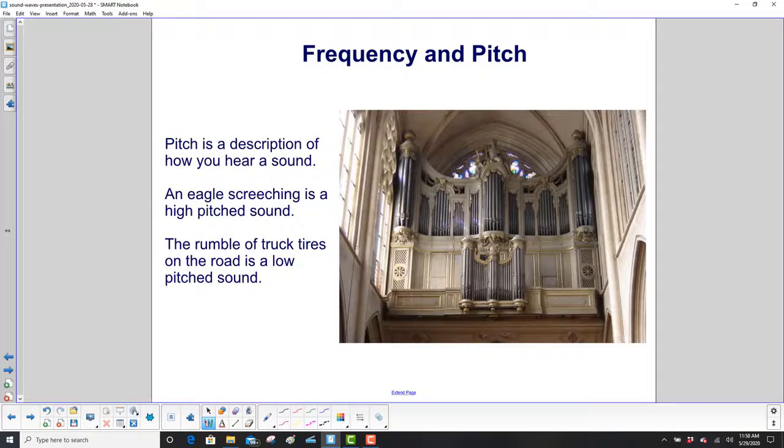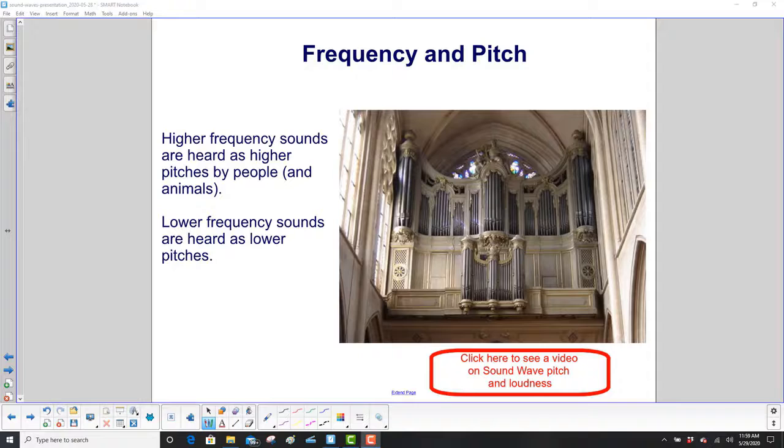An eagle screeching is a high-pitched sound. The rumble of truck tires on the road is a low-pitched sound. Higher frequency sounds are heard as higher pitches by people and animals, right? Dog whistles are a very high-pitched sound that humans can't hear. Lower frequency sounds are heard as lower pitches. And there's a relationship between intensity and frequency and how you hear sounds. And click on this video for more information.